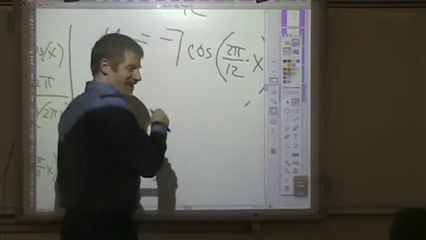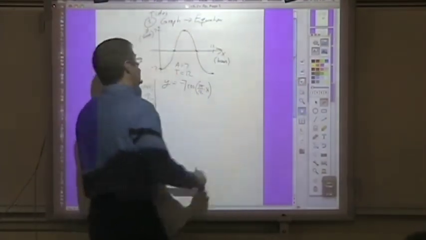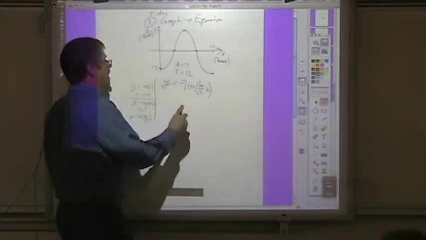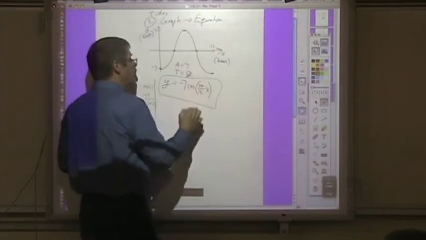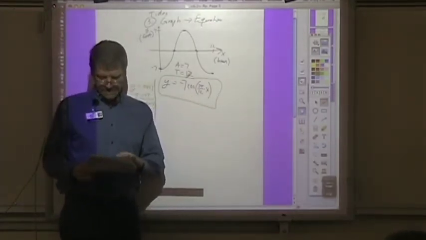I like that. Now, so the problem was, what's the equation of the tides that gives us the tides at any given time? The answer that we came up with was y equals -7 cosine of 2 pi over 12 x.